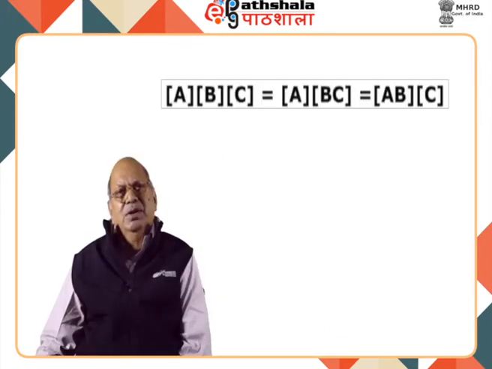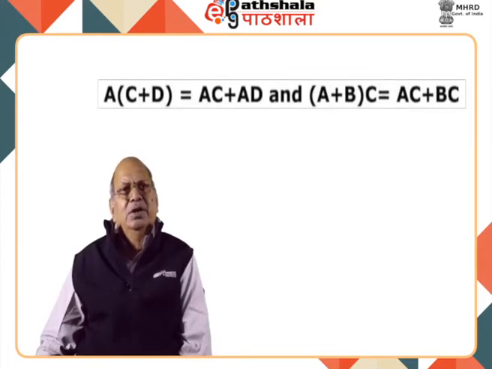Associative law of multiplication. If matrices A, B and C are of dimensions m×n, n×p and p×q respectively, then matrix A multiplied by B multiplied by C is equal to matrix A multiplied with the product of matrices B and C, which is equal to the matrix product of A and B multiplied with matrix C, provided the order of multiplication is not changed.